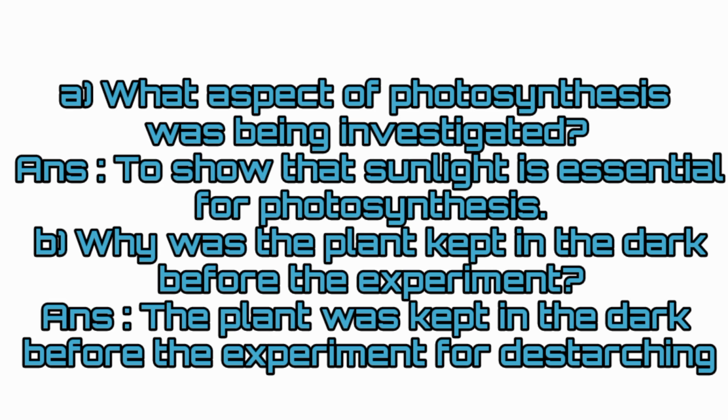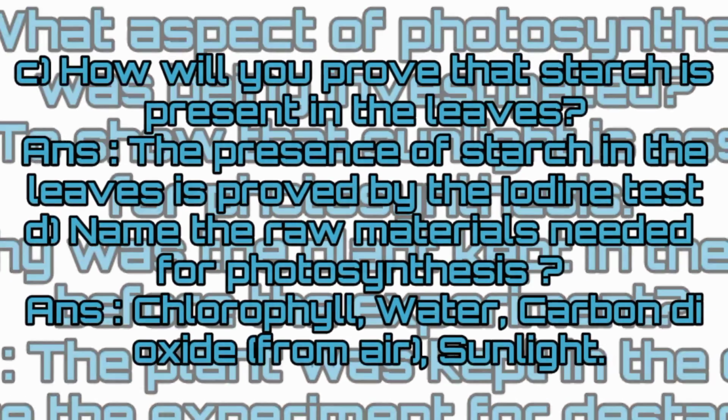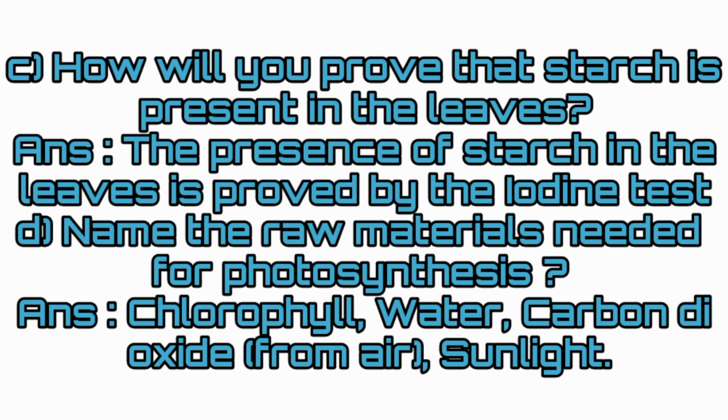Why was the plant kept in the dark before the experiment? The plant was kept in the dark before the experiment for de-starching. How will you prove that starch is present in the leaves? The presence of starch in the leaves is proved by the iodine test. Name the raw materials needed for photosynthesis: chlorophyll, water, carbon dioxide from air, then sunlight. Thank you.